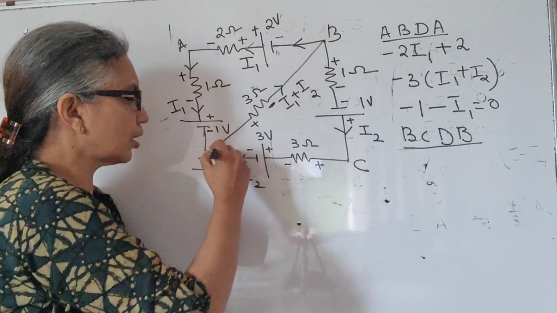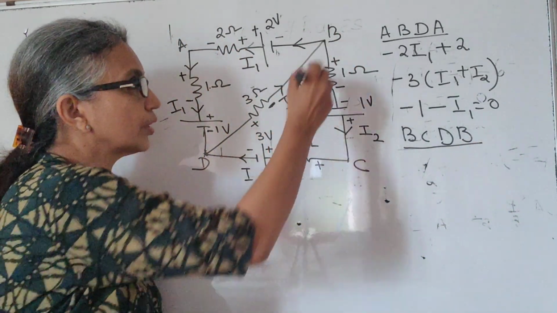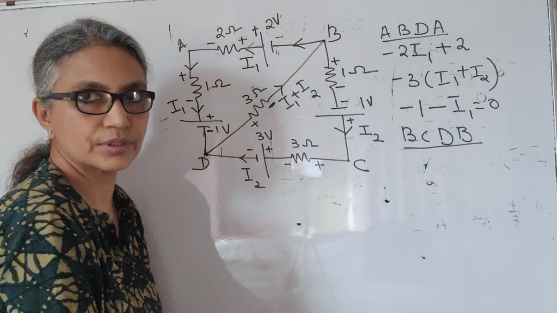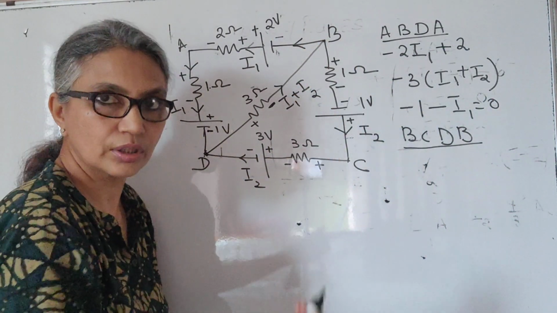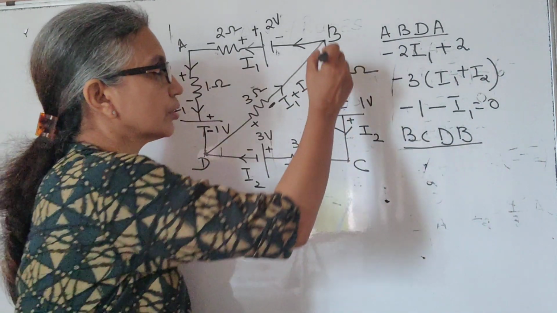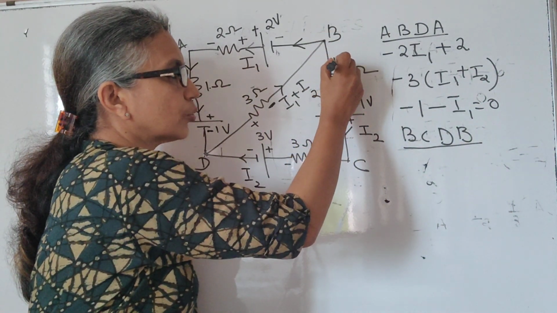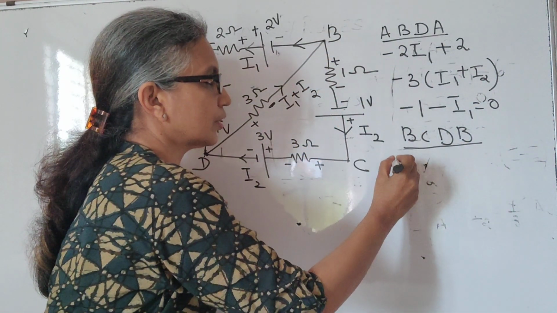So you can start from any end you want. That's up to you. You can start from B or you can start from C. Doesn't matter, and you can go in the clockwise or in the anti-clockwise direction. So as I start from here, I'm entering through the positive. So this will be positive.